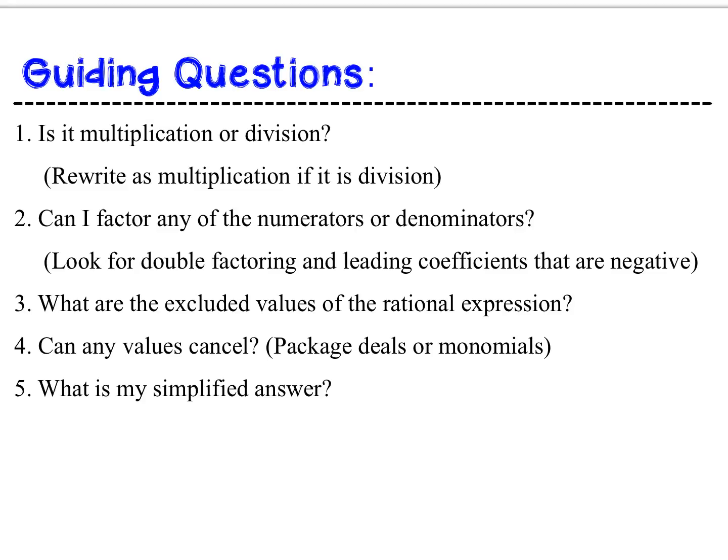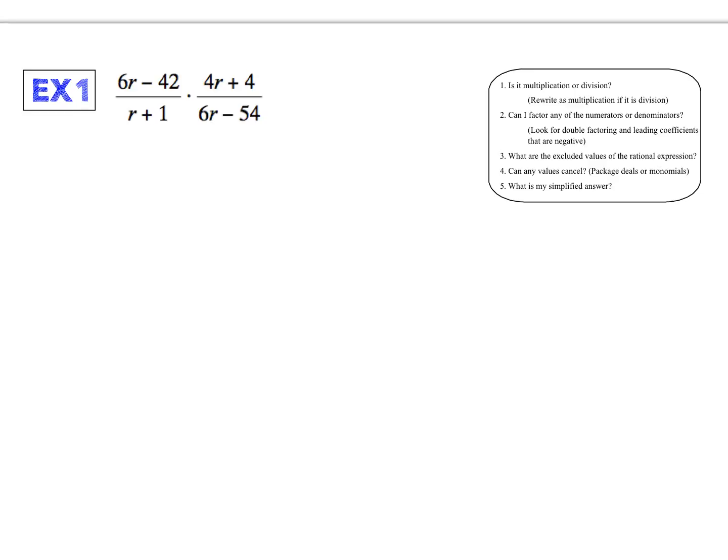My third question, what are the excluded values of the rational expression? So we're starting to get into a function where there are certain values that x cannot be, and we'll talk about what that means. And then, can any values cancel? And we're going to talk about package deals or monomials, and then what is my simplified answer? So let's go ahead and get started.